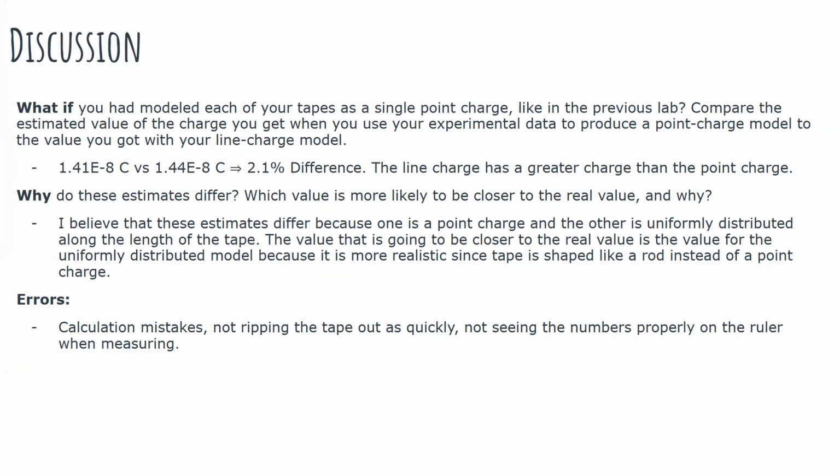Why did they differ, and what is most likely to be the real deal? I believe these estimates differ because one is a point charge and the other is uniformly distributed along the length of the tape. The value that's going to be closer to the real value is the value for the uniformly distributed model because it's more realistic, since the shape at the end of the day is like a rod instead of a point charge. It's like a long rectangle.